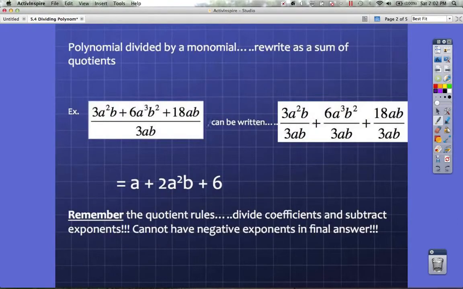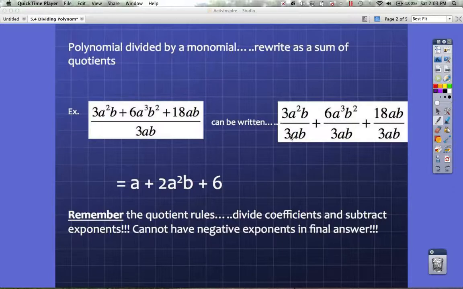All right. So a polynomial divided by a monomial is when you take a polynomial like this divided by a single term. Some people have issues trying to see what all they need to do, so you can rewrite this as 3a squared b divided by 3ab plus 6a^3 b squared divided by 3ab plus 18ab divided by 3ab. So you can take each one of these terms and divide it by the denominator. When you do that, just remember your quotient rules.